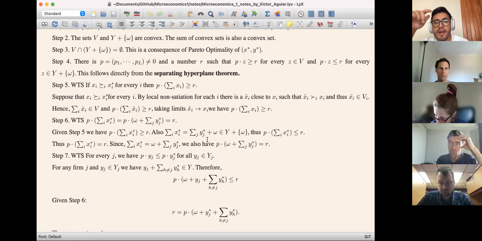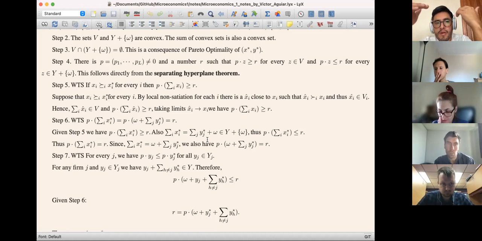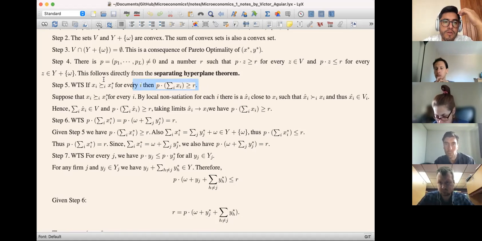Now, if I take limits of the x hat tending to x, then the limits will be, essentially, if you take limits of a weak inequality, the weak inequality will be preserved. That is not true of a strict inequality, right? Taking limits in an inequality that has weak inequalities, it will be preserved, right? So now this essentially shows the inequality I wanted to have. So this is a preliminary step. This is the thing I wanted to show. And I did it using local non-satiation and the previous results, okay?